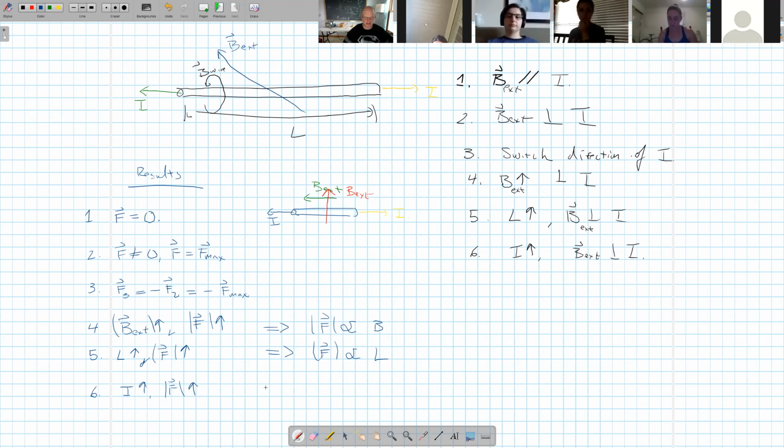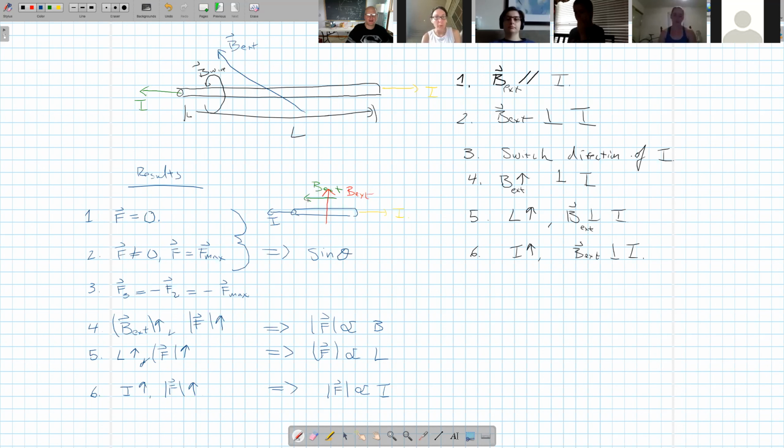The next one then tells me that what? If I increase the current inside of the wire, the magnetic force increases, and that tells me again that the magnitude of the force is also directly proportional to the current in the wire. These two together, 1 and 2, imply to me that what? There's an angle dependence, and that angle dependence is a sine.